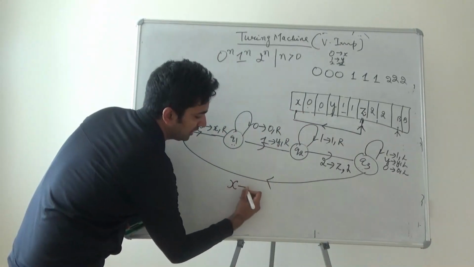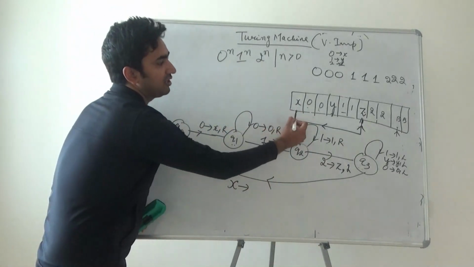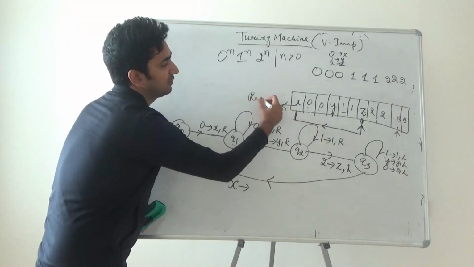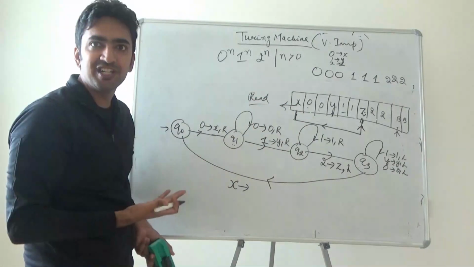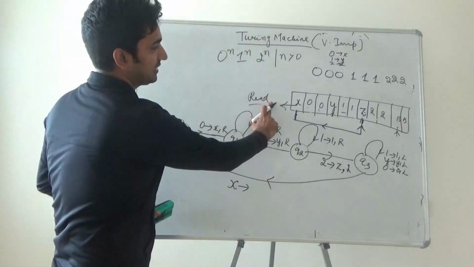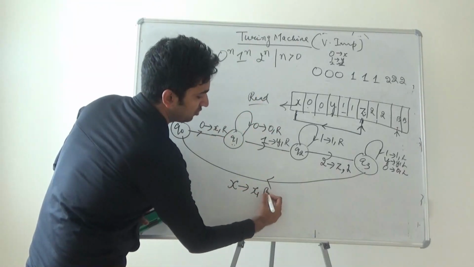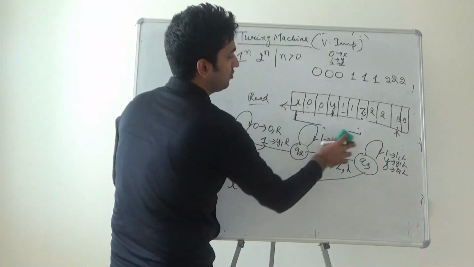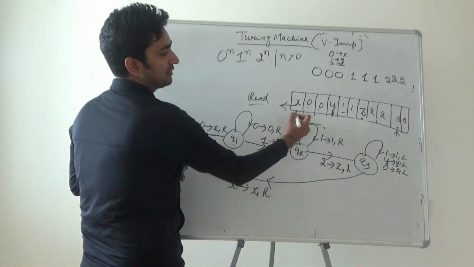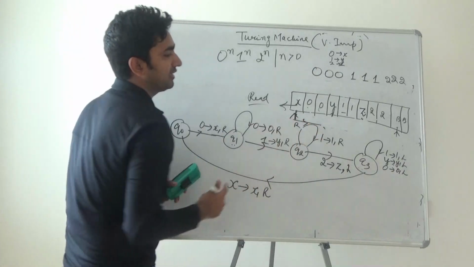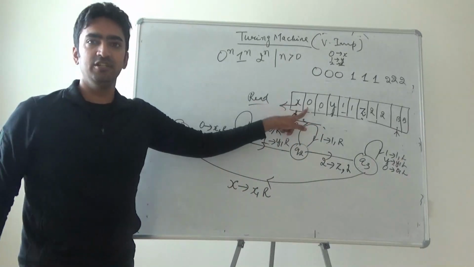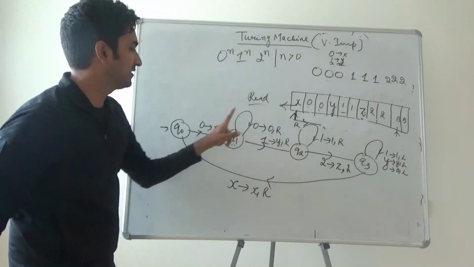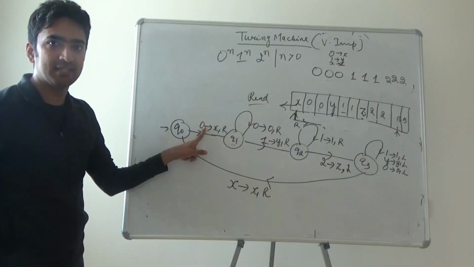What do I have to do in this x? I have to read this x. Why am I reading? Because I am not converting it. So I am reading this x and I am moving in the right direction. So eventually you are at this x and you are in the right direction. The moment the first 0 is encountered from this x, you are converting it to x.